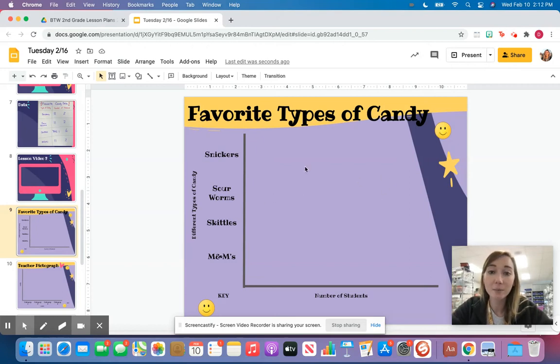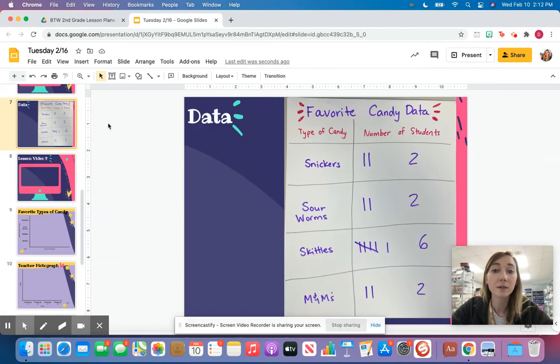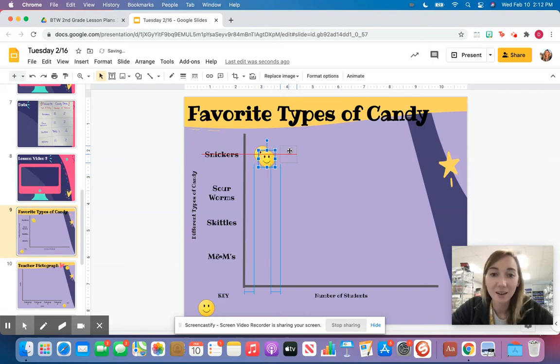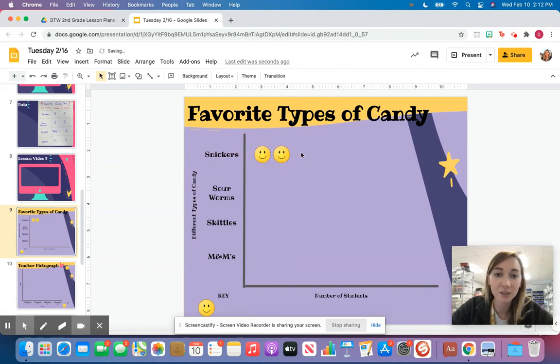So for every person who chose a Snicker, I'm going to put one smiley face next to Snickers. How many people chose Snickers, everyone? 2 people. So how many smiley faces do I need? I need 2 smiley faces, and I'm going to do it like this. So there's 2 smiley faces because 2 people chose Snickers.